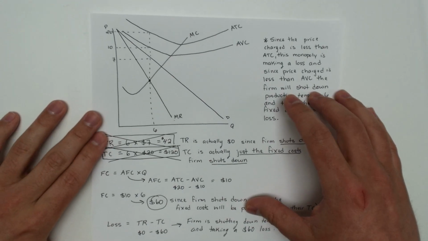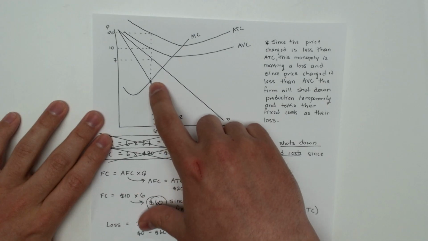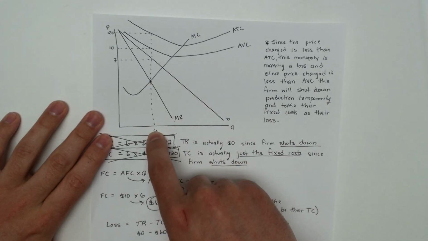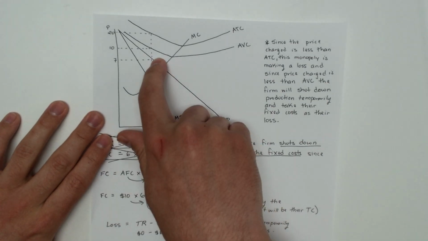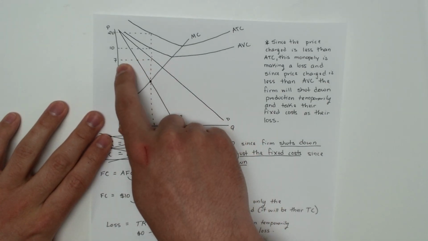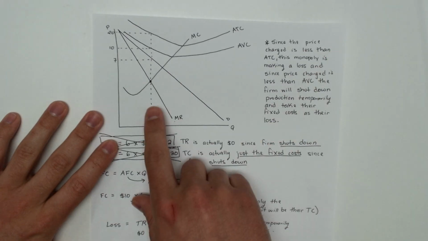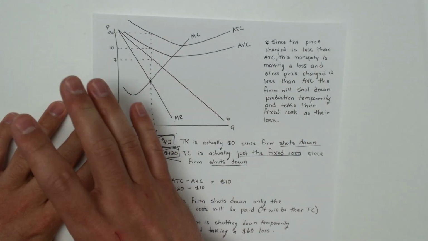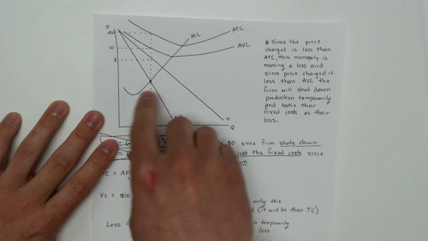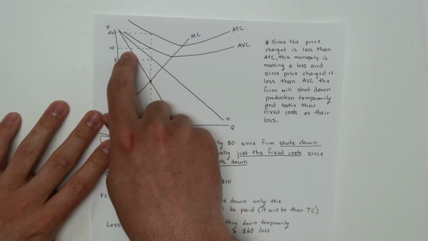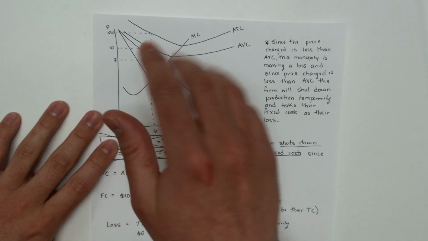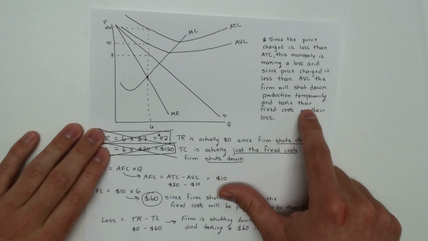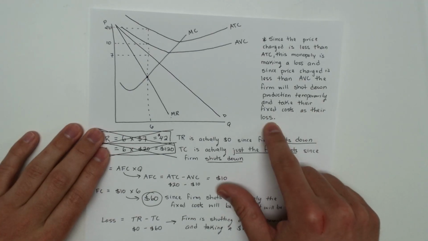Here we have another example where again the monopoly produces for MR equals MC right there. That's the profit maximizing quantity. And this is the price they're going to charge up to the demand curve, which is going to be 7. Since the price charged is less than the average total cost, which in this example is 20, then they're making a loss. And since the price charged is also less than the average variable cost for the item, then this firm is better off shutting down production temporarily and taking their fixed costs as their loss instead.